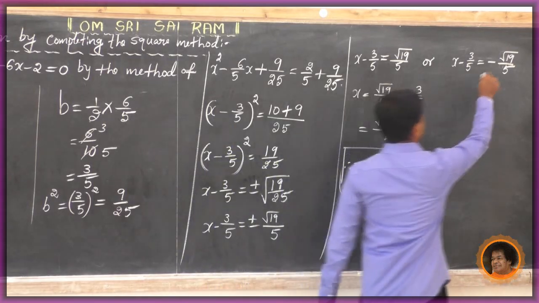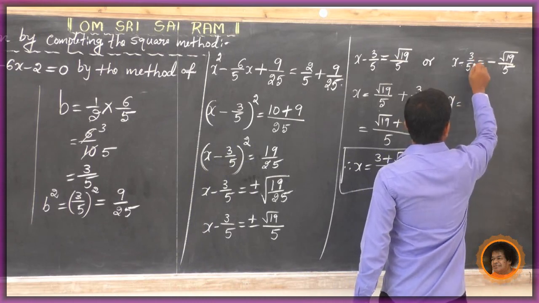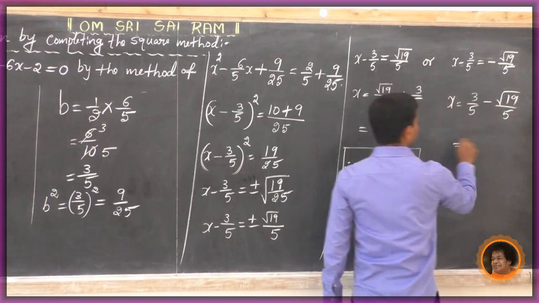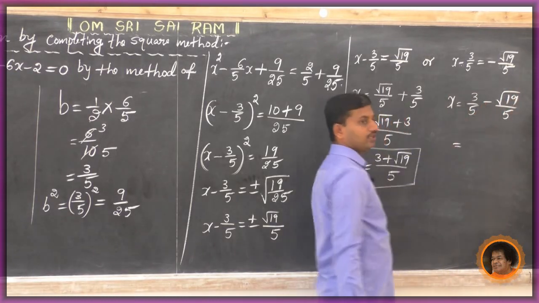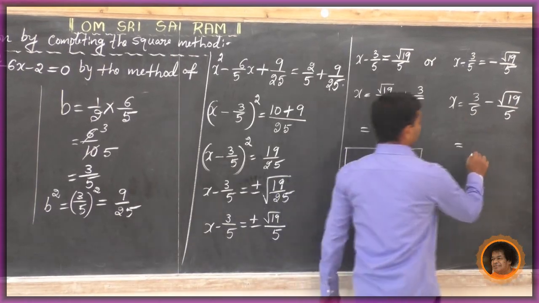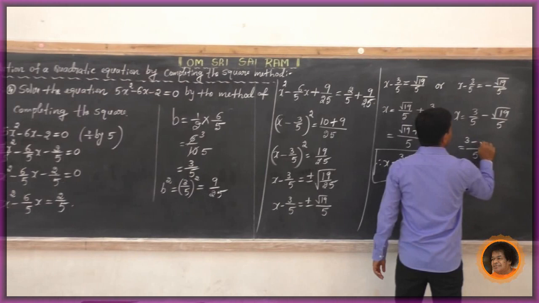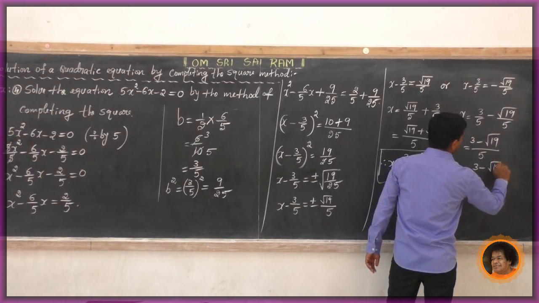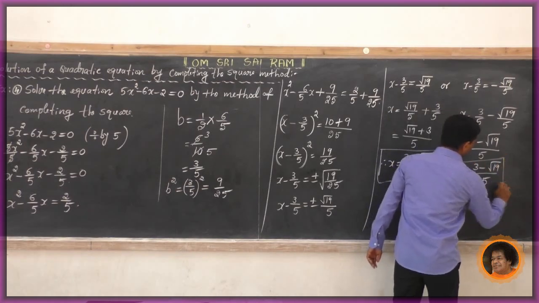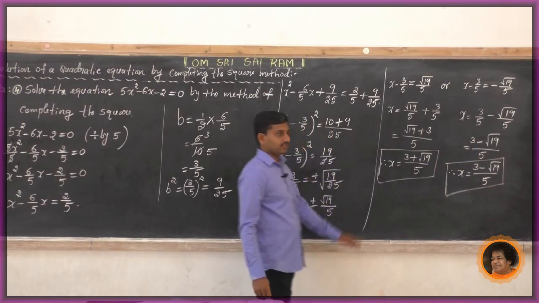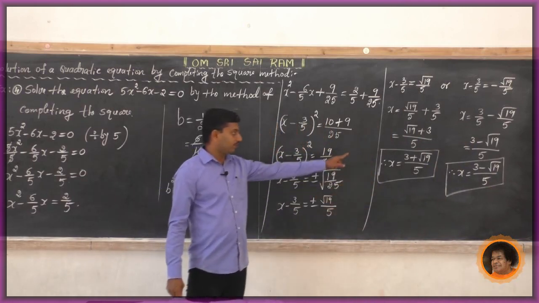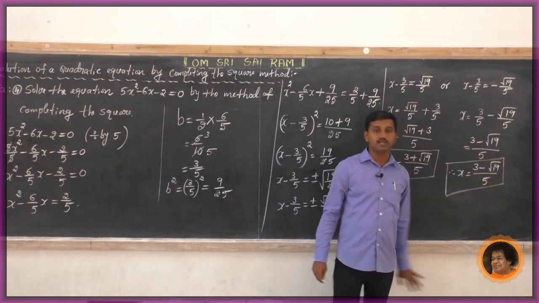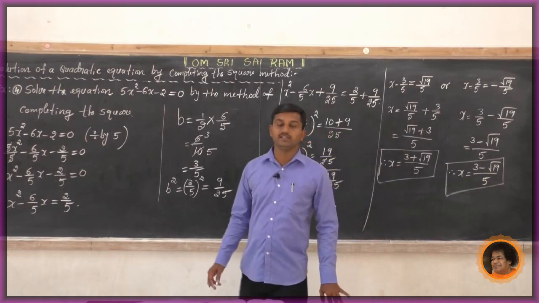Next, x equals minus root 19 by 5 plus 3/5, with a minus sign in between. The denominator is the same, 5, and in the numerator 3 minus root 19. Therefore x equals (3 − root 19)/5. This is the other value of x. So the roots of the quadratic equation are (3 + root 19)/5 and (3 − root 19)/5. This method is known as the completing the square method.